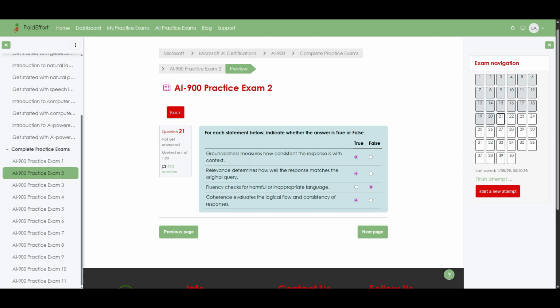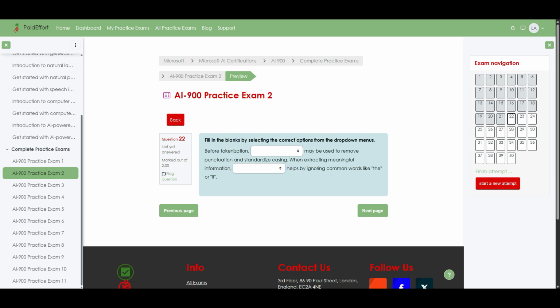So when evaluating AI outputs, it's not just about accuracy, it's about how well everything fits together: relevance, groundedness, fluency, and coherence. Fill in the blanks by selecting the correct options from the drop-down menus. Before tokenization, text normalization may be used to remove punctuation and standardize casing. When extracting meaningful information, stop word removal helps by ignoring common words like the or it.